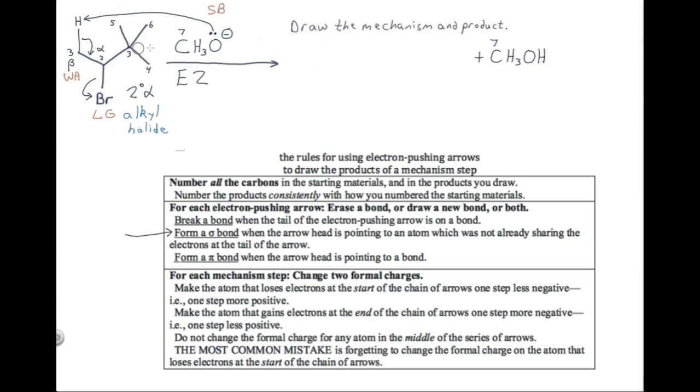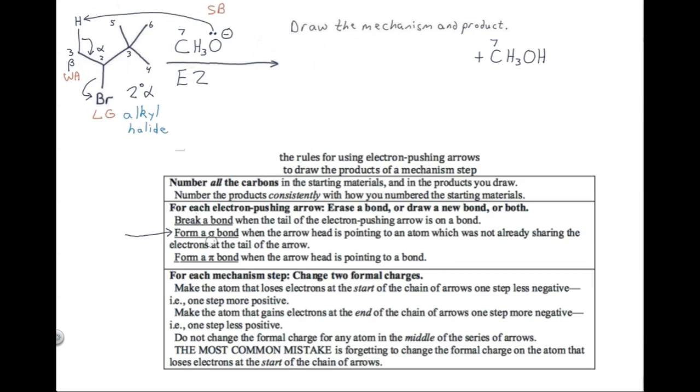Earlier, we numbered all the carbons in the starting materials, and we should continue to number all the carbons in the products. But that only helps if we numbered the products consistently with how we numbered the starting materials. So I'm going to call this carbon 7 to be consistent with how I numbered it in the starting materials. Numbering just helps students to make fewer mistakes.